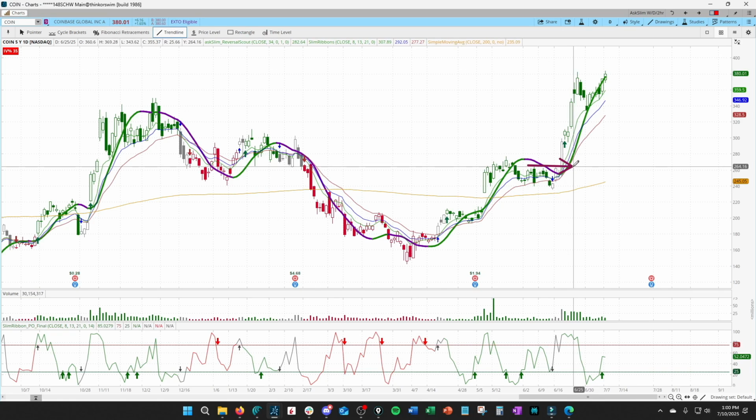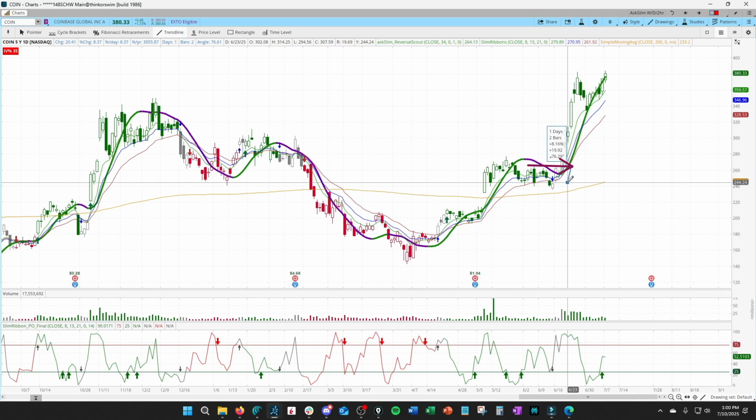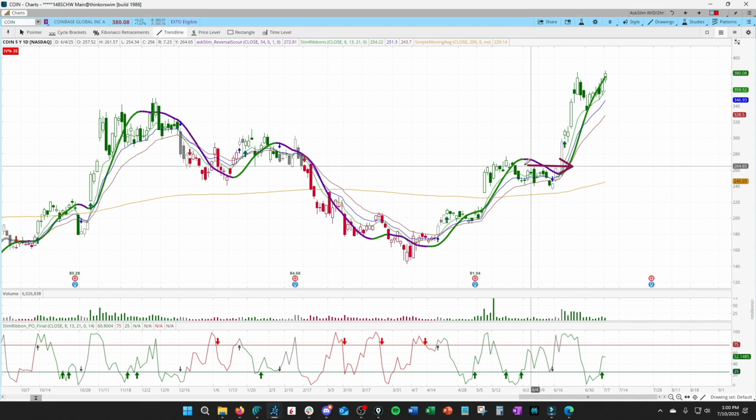So that would be right there versus that higher low. You see that right there? It's right about 19-ish points. That is what I like to do. So if it's going to work, I want to be in pre-actual breakout.